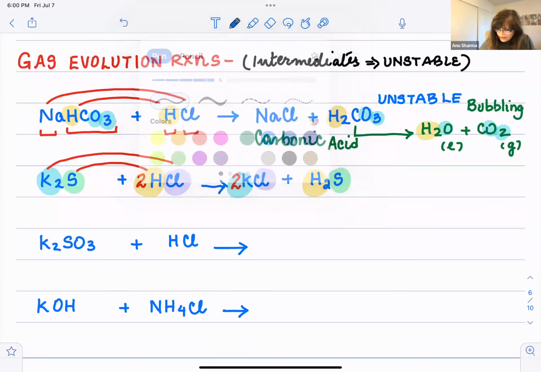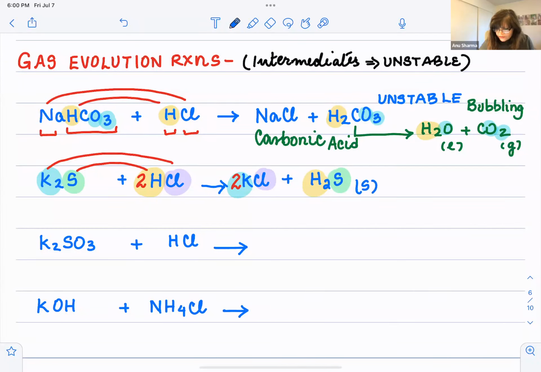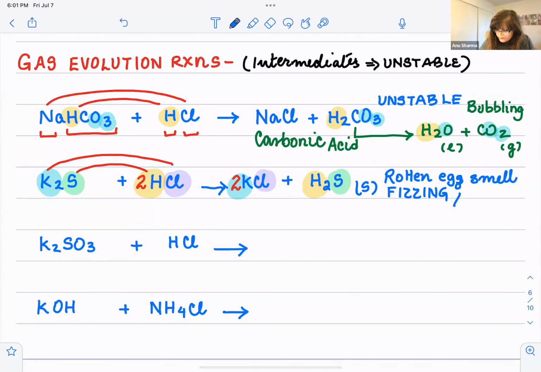Here we see hydrogen sulfide, and hydrogen sulfide is a gas. So here also we are going to see fizzing or bubbling, or fumes. And this has a very characteristic smell, like rotten eggs. So this smells like rotten eggs. Fizzing or bubbling.